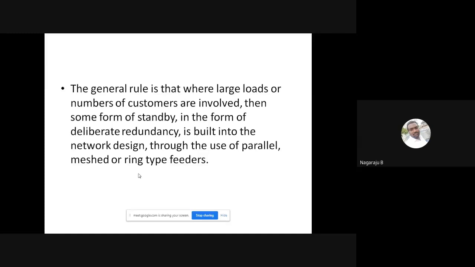The general rule is that where large loads or a large number of customers are involved, some form of standby in the form of deliberate redundancy is built into the network design through the use of a parallel, mesh or ring type of system. So for standby purposes, if loads increase and large loads are there, you may shift to a parallel type, mesh type or ring main type of feeder.